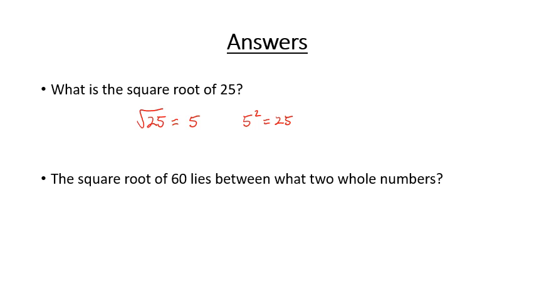The square root of 60 lies between what two whole numbers? Well, we know that 60 is actually between a square number of 64 and a square number of 49. Okay, 60 is somewhere in between there. We know the square root of 49 is equal to 7, and we know the square root of 64 is equal to 8. Therefore, the square root of 60 must lie between 7 and 8.